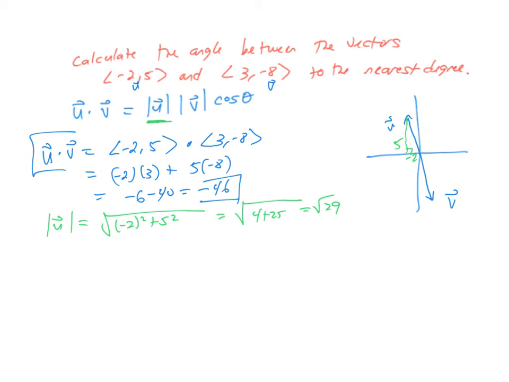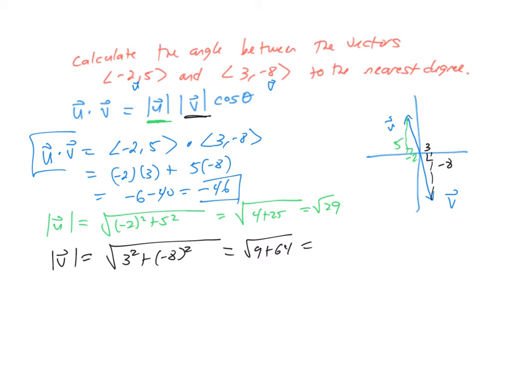Next, let's find the magnitude of v. This v vector was 3, -8, so its magnitude is going to be the square root of 3 squared plus -8 squared, which is the square root of 9 plus 64, which is the square root of 73. We can't simplify these radicals, but even if we could, it wouldn't be helpful because we're just going to enter them into our calculator, and the calculator does not care if they're simplified.